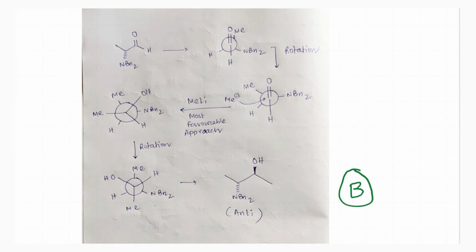Okay. Now what you need to do is rotate this in such a manner that you're able to draw it out exactly as shown in the choices. If you do this, then the methyl groups are going to be opposite to one another, or anti to one another, and the other groups are going to be in the way that is shown here, right? So the correct answer is choice B.